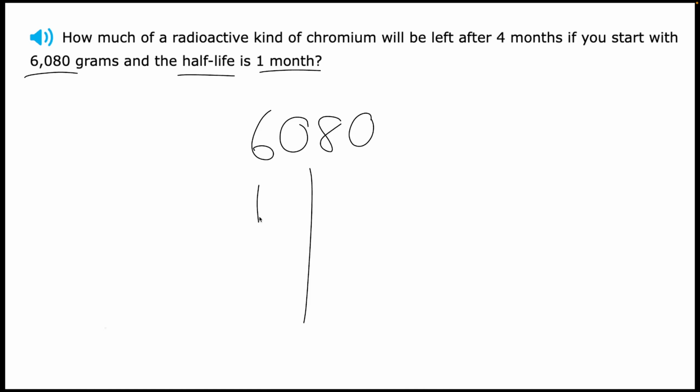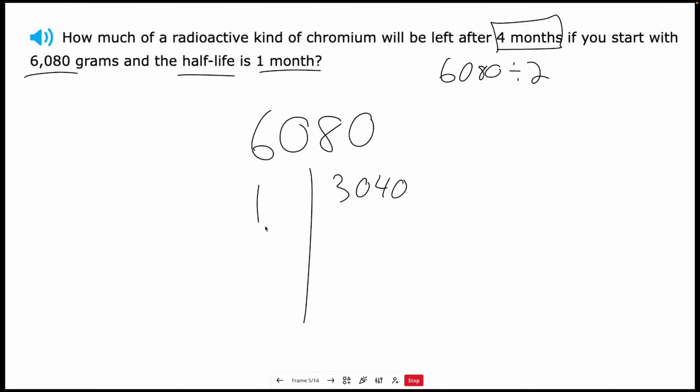So you do 6,080 divided by 2. 6,080 divided by 2 is 3,040. All right, and we continue this process because it wants to know how much will be left after 4 months. So we need to go to 4 months. So now on the second month, we half the number from last month. So we do 3,040 divided by 2, which will give us 1,520. You can do that by hand in your head. I'm using a calculator, okay?